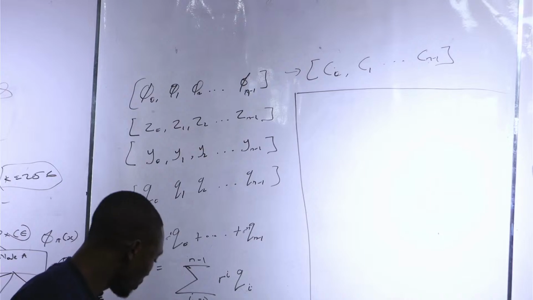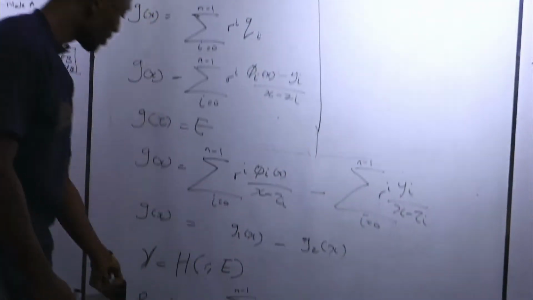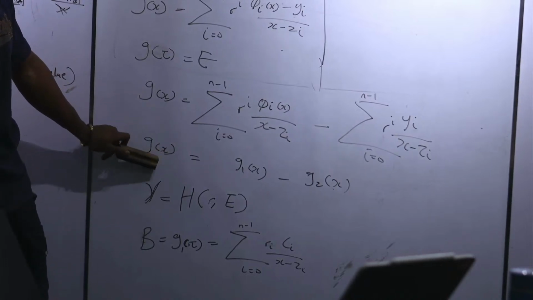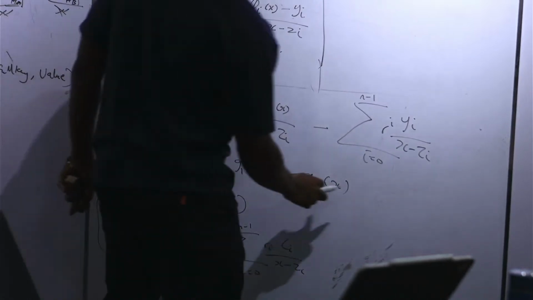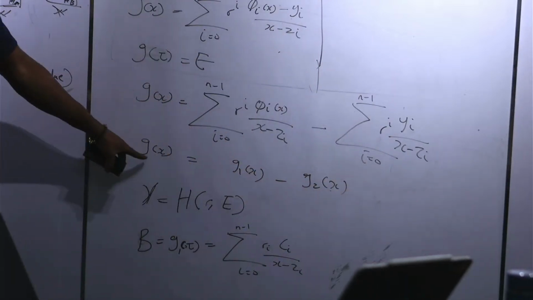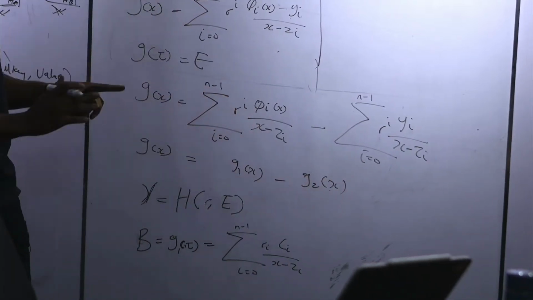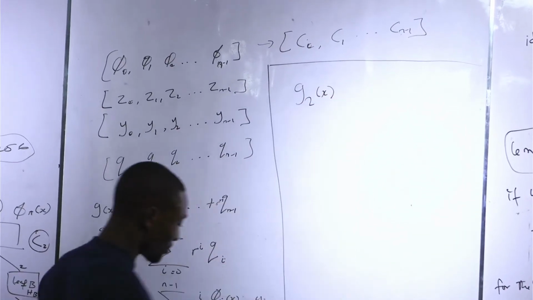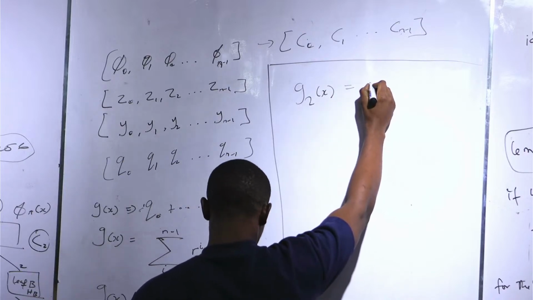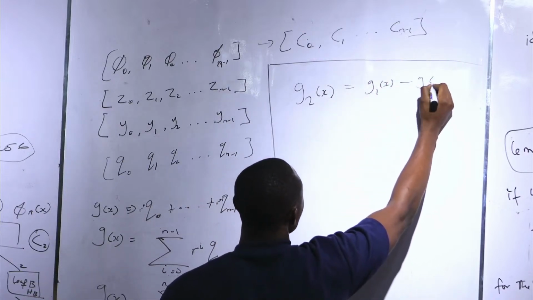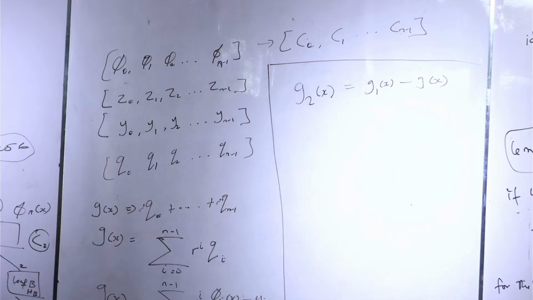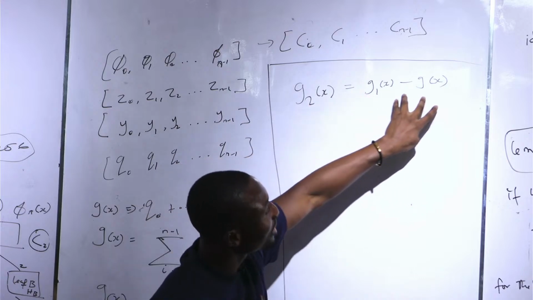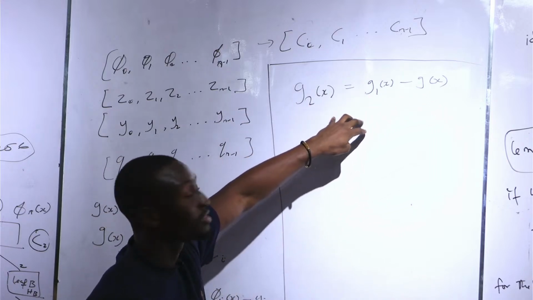The next step is to generate the proof, to get a proof for the random evaluation of this polynomial. So now we can rearrange this to form a new polynomial, kind of. We can have g2 of x equals g1 of x minus g of x, basically. This rearrangement will also make it a polynomial in some way.